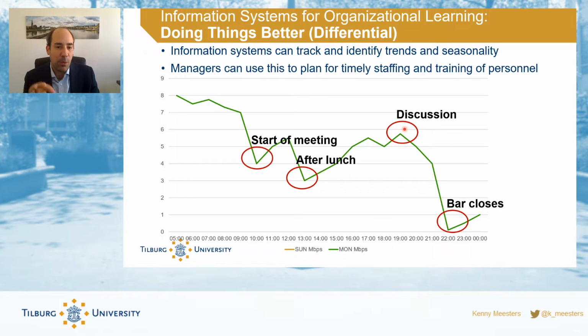So if I want to use this to plan my staff or give them training, I can use this diagram to plan for it. I could say, well, after lunch, there's time for us to clear the tables because people will be busy on their laptops. Let's make sure that around the discussion, there's plenty of people in the bar. Maybe we could do an offer to draw people in and so on.